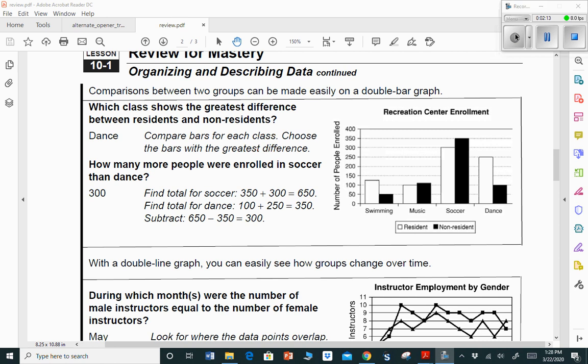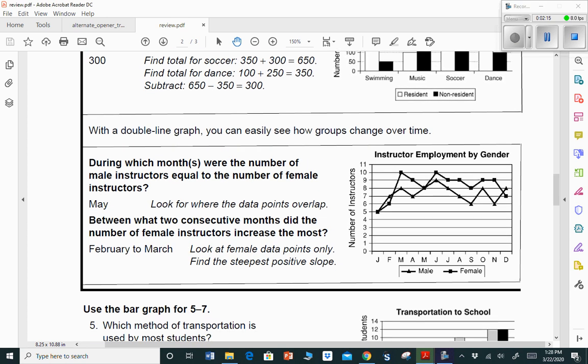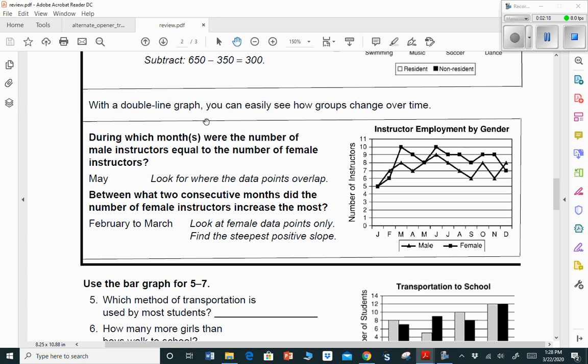Okay, so that was the double bar graph. Next, we move on to the double line graph. Remember, line graphs show change over time. So let's just look at what we've got here. Instructor employment by gender. Number of instructors.